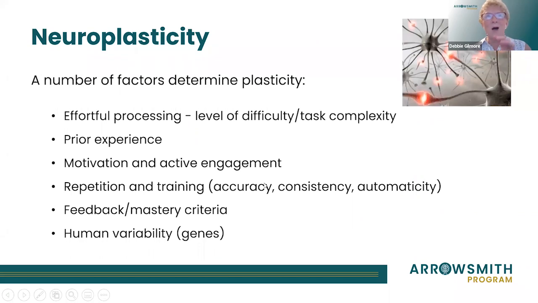Let's go now. What are the takeaways about neuroplasticity? So a number of factors determine plasticity. We need effortful processing in any task that we're doing. If we're wanting to induce positive neuroplasticity, our brain needs to be processing effortfully. So that leads to us knowing that we need a level of difficulty and task complexity to engage our brains in the activity. We also know neuroplasticity is connected to prior experience. So what has the brain done before?